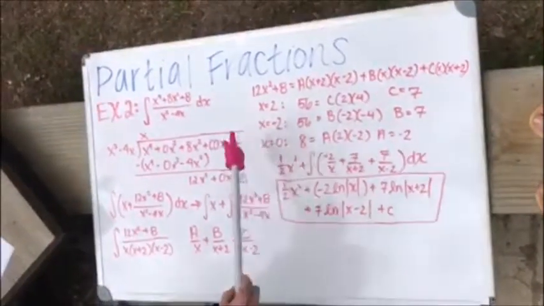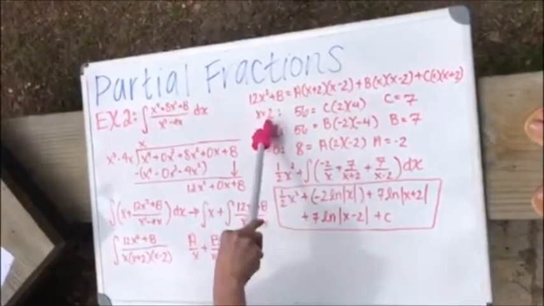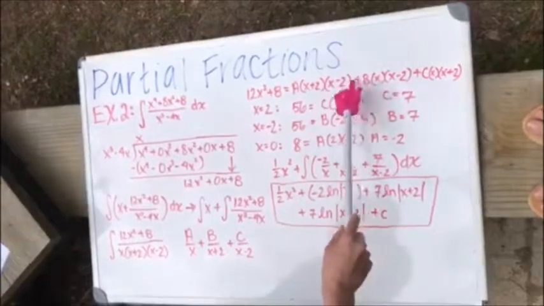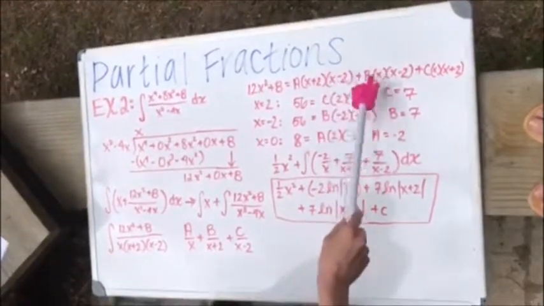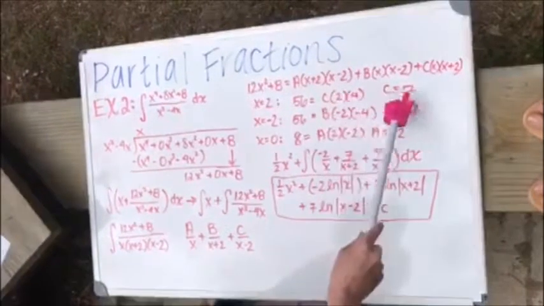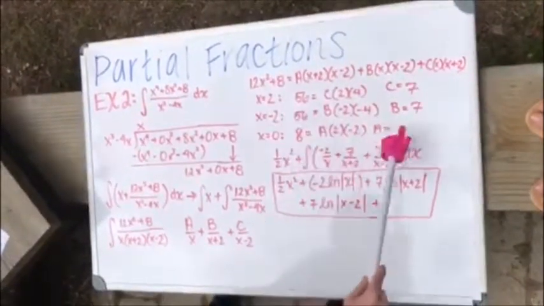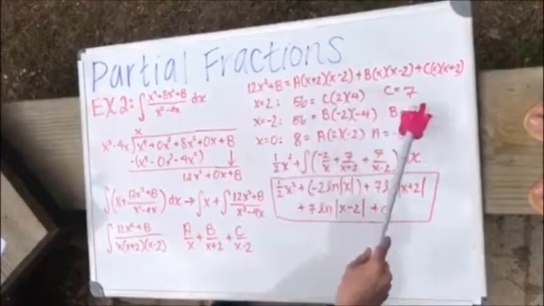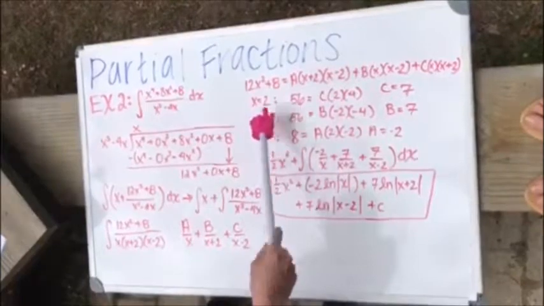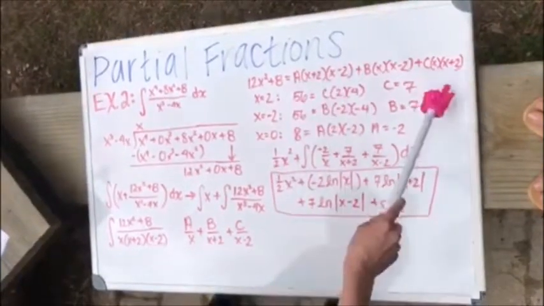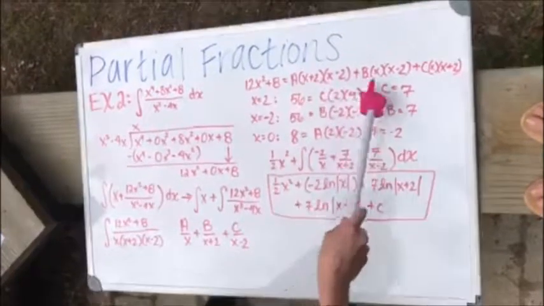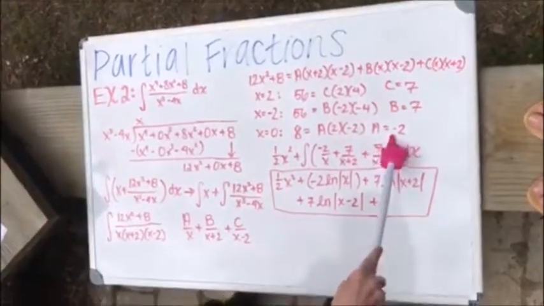And so if you notice, if you were to plug in 2 for x, it would eliminate both A and B because you would get multiplied by 0. And so by plugging in 2, we can just solve for C. And when you solve for C, you get 7. And we're going to do the same thing for the other letters, A and B. And so -2 will eliminate A and C, and when you solve for B, you get 7. And 0 will eliminate B and C, and you can solve for A and get -2.